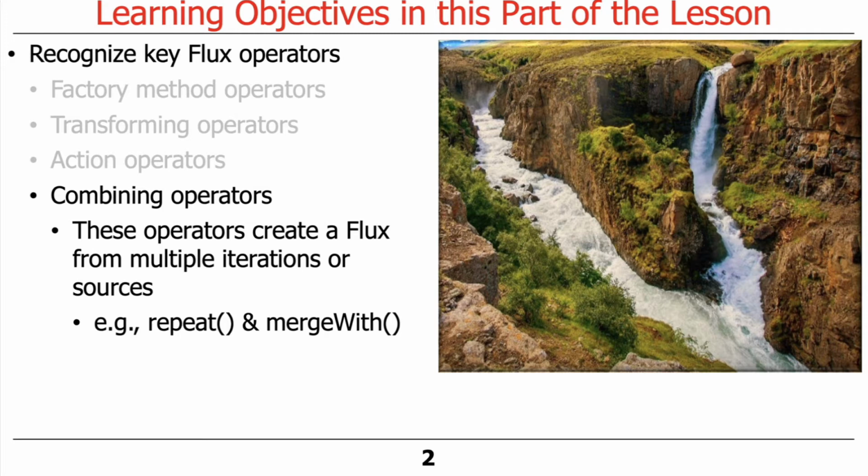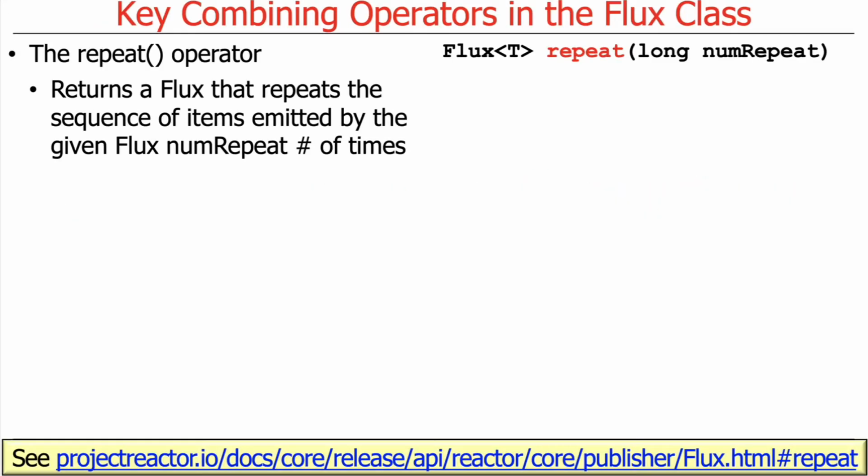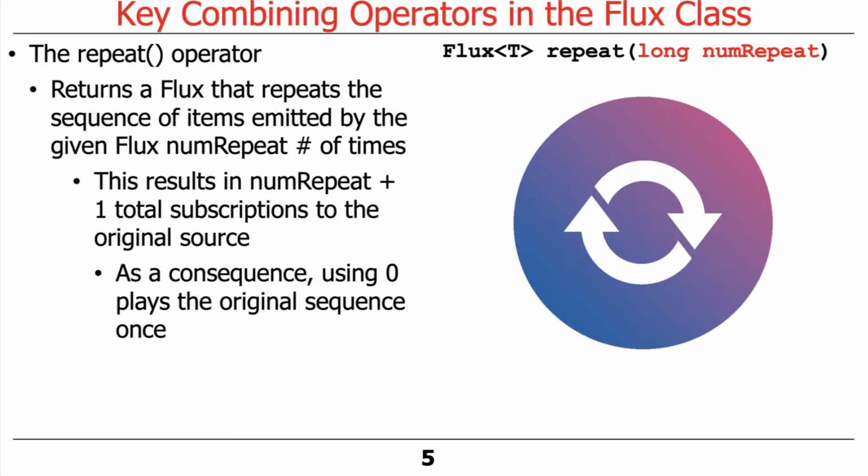We're going to start out by talking about repeat and mergeWith. These are operators that create a Flux from multiple iterations or from multiple sources, and we'll see how those things work here in a second. So we'll start with the repeat operator. What the repeat operator does is it returns a Flux that repeats the sequence of items emitted by the given Flux for numRepeat number of times, where numRepeat is obviously the parameter that's passed in here.